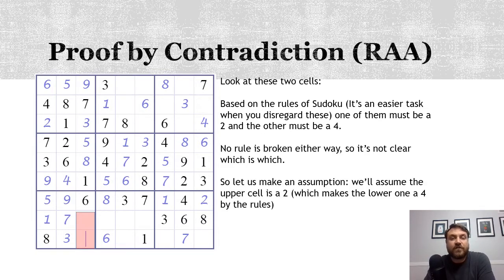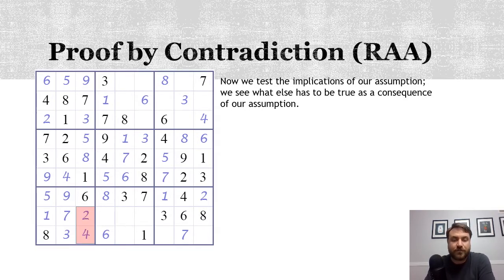And so we're going to do the first step of a proof by contradiction. We make an assumption. Just like in conditional proof, we start by making an assumption. Reductio is going to start the same way. We're going to assume that the upper cell is a 2, which would of course make the lower one a 4 by the rule. So we assume, for the sake of argument, just to see what happens, that the upper cell is a 2.